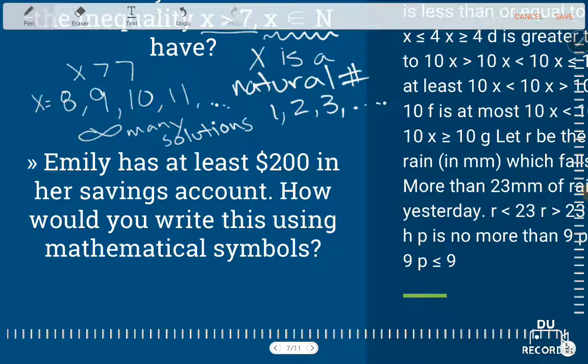Okay, this is kind of like a word problem. So Emily has at least, remember at least is going to be greater than or equal to. So Emily has at least $200 in her savings account. So maybe like S is her savings account money. So S is at least, okay, is greater than or equal to 200. This, remember, says at least.